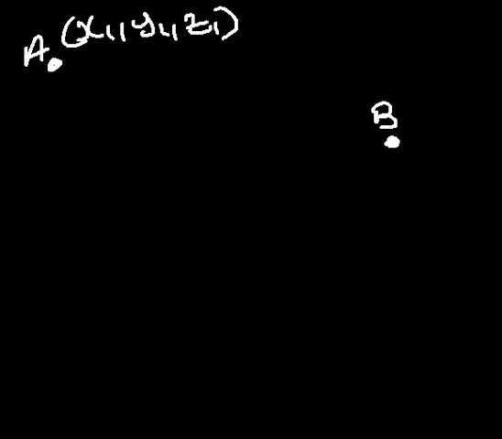Now let's say we have a point in a space. Let's say this is a point A, and it has the coordinates x1, y1, z1. And we have another point within the same space, a point B, which has the coordinates x2, y2, z2.